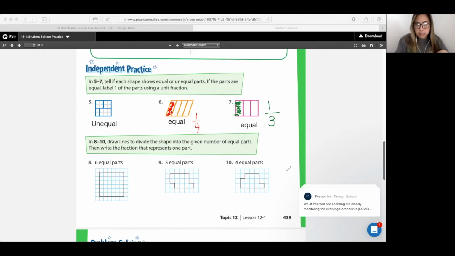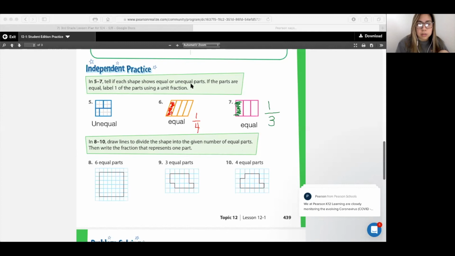Okay, let's go on to 8 to 10. Draw lines to divide the shape into the given number of equal parts. Then write the fraction that represents one part. Okay, so we need to divide number 8 into 6 equal parts.